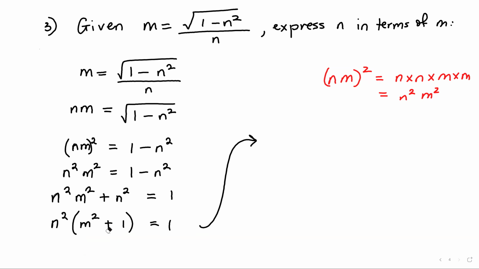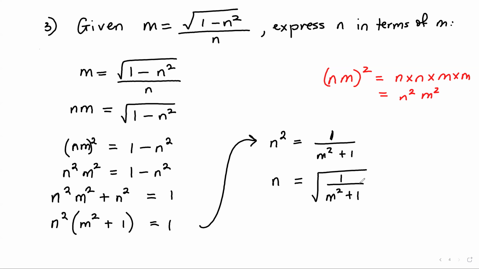It's actually multiplication. And if you are moving multiplication to the other side of the equation, you'll have to divide. So you'll end up with n squared is equal to 1 divided by m squared plus 1. The question is not asking us to make n squared the subject, it is asking us to make n the subject. So at this point, I want to get n by itself. To get rid of the square, you'll have to take the square root. So n would be equal to the root of 1 divided by m squared plus 1.